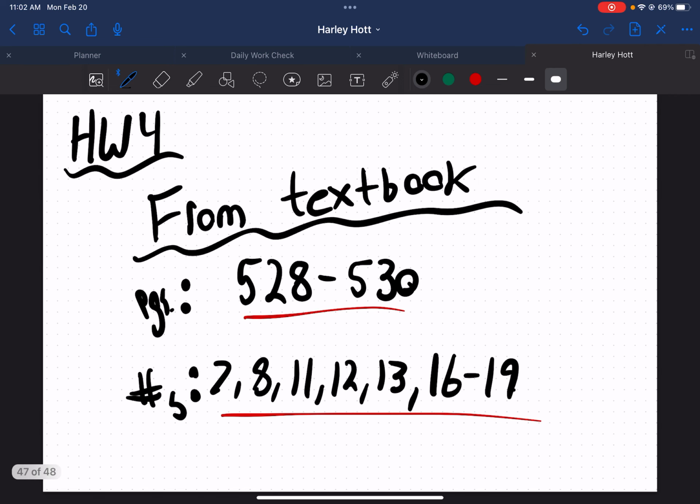Homework 4 is going to be from the textbook. It's across 3 pages, but it's just these problems. So looking at pages 528, 529, and 530, I want you to do numbers 7, 8, 11, 12, 13, 16, 17, 18, 19. So do all those problems, and you should be good. Now, they can be a bit of a challenge. Some of them especially, but I think you'll actually enjoy them.